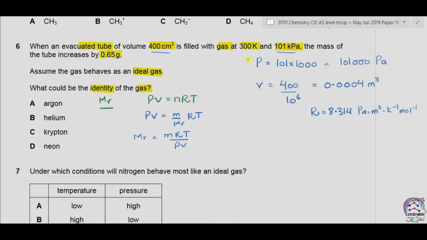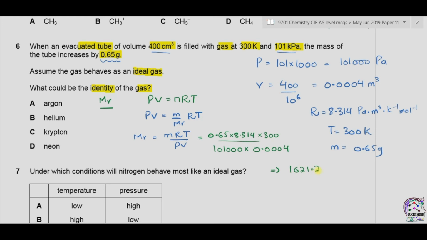Last one is temperature. Temperature is already given in Kelvin, so we can write T is equal to 300 Kelvin. The mass of the gas is also given, which is 0.65 grams, so we can write mass is equal to 0.65 grams. Now, putting all these values in the equation, mass is 0.65, R is 8.314, temperature is 300 Kelvin, pressure given is 101,000 pascals, and volume is 0.0004 meter cube. The values come equal to 1621.23 divided by 40.4, which is equal to 40.12.